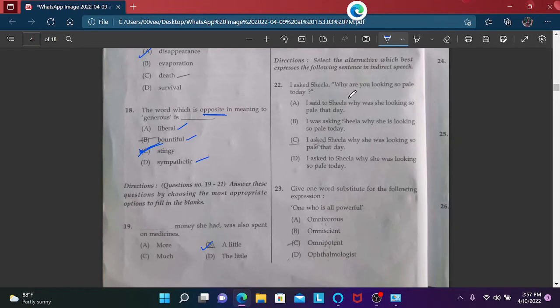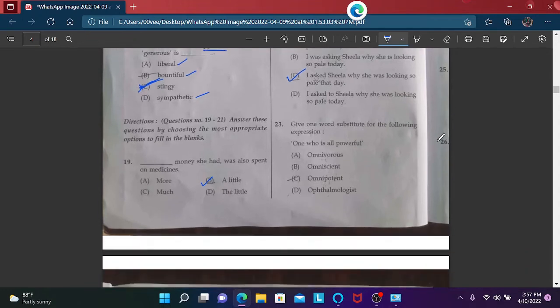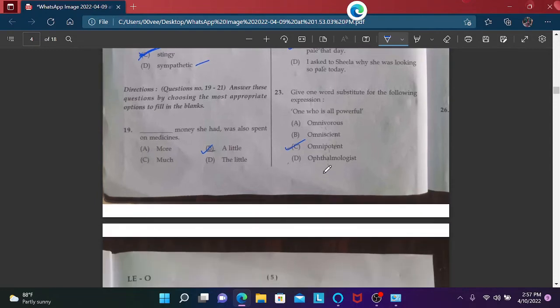Then, I asked Sheila, why are you looking so pale today? I asked Sheila, I just want to report. So here, I asked Sheila why she was looking so pale that day. Option C is the right answer. And then, give one word substitute for the following expression: one who is all powerful. Correct answer is omnipotent.